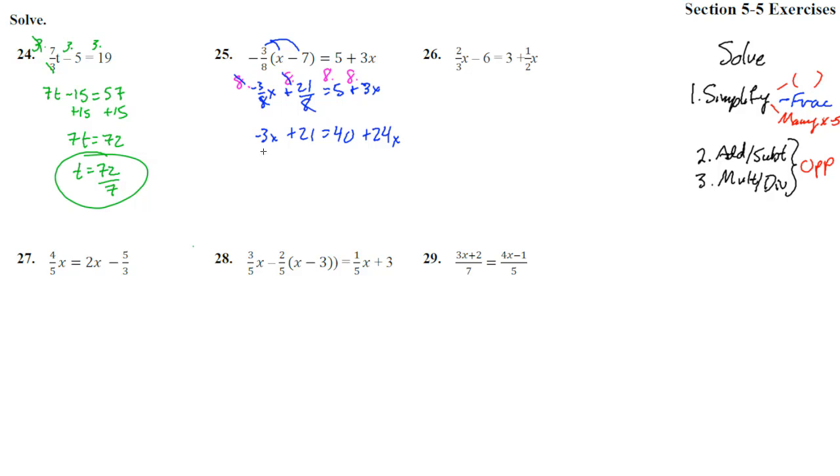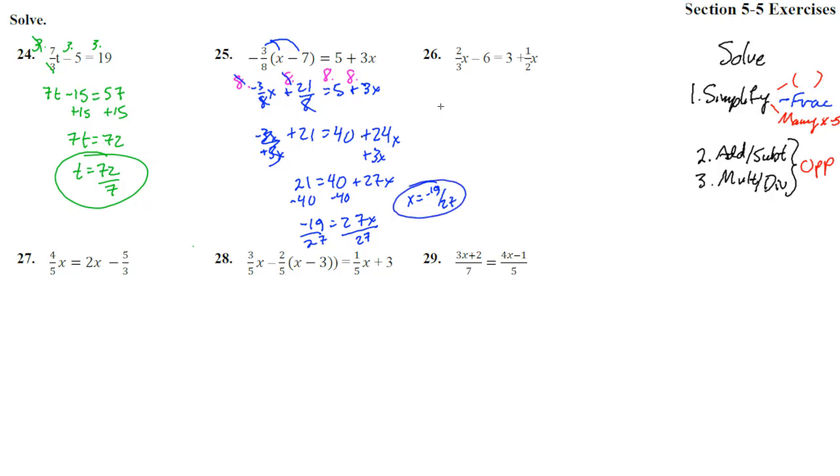Yes, we do. Let's get the x's together. Let's add 3x to both sides. We could have subtracted 24x from both sides. Either way, to get rid of one of them, and we get 21 equals 40 plus 27x. Subtract 40 from both sides. Ooh, that's a negative 19 equals 27x. Divide by 27, divide by 27. Can that be simplified at all? I don't think so. X equals negative 19 27ths.